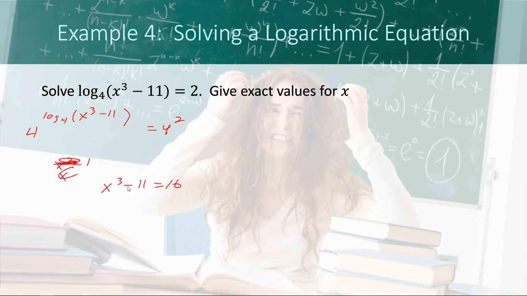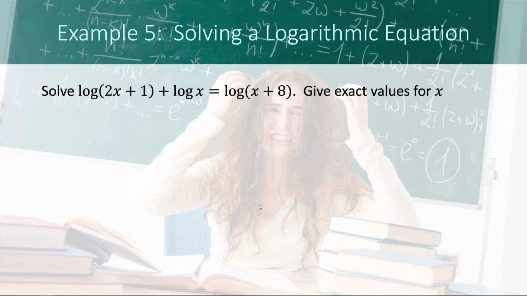Okay, so now I can add 11 to both sides, and that will give me that x cubed is equal to 27. And if that's the case, well, then x must be equal to 3. And that would be our answer. My kind of problem.